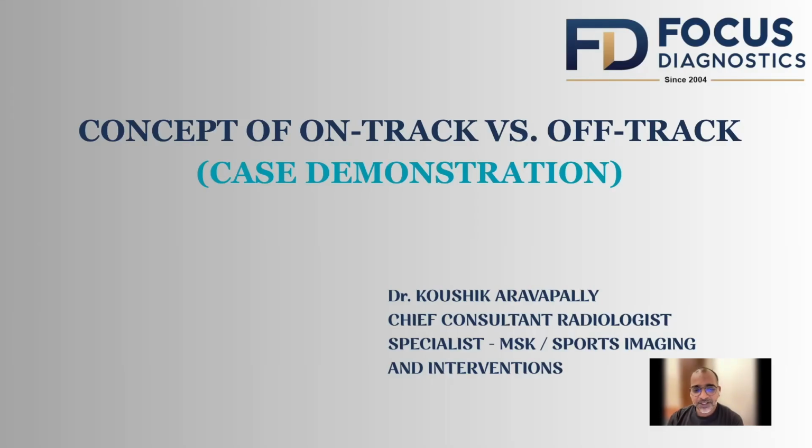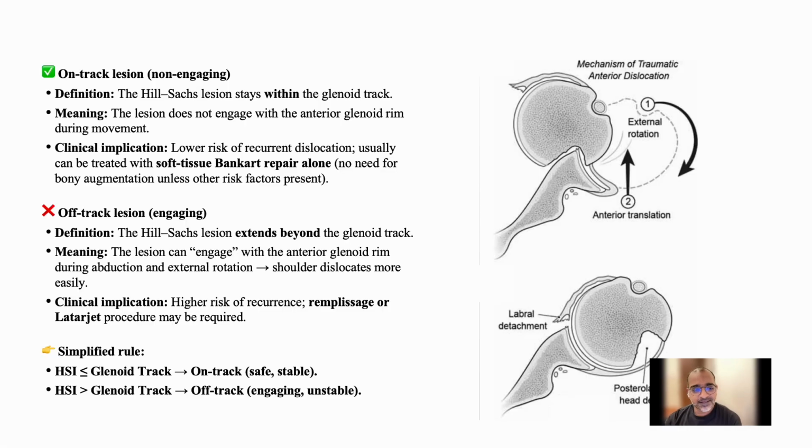Hello all. We are going to discuss today the concept of on-track versus off-track lesion. An on-track lesion is a non-engaging lesion, and an off-track lesion is an engaging lesion. Here, if you can see, there's a Hill-Sachs defect which is getting engaged onto the anterior-inferior bony glenoid with movement. So, this is an engaging lesion or an off-track lesion. If the lesion is an on-track lesion, it doesn't get engaged.